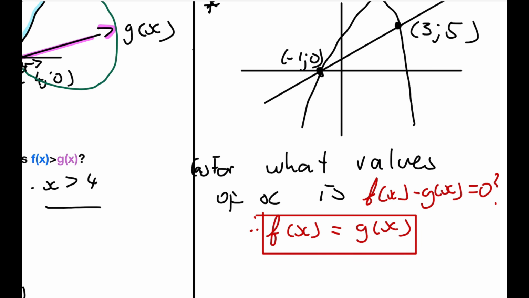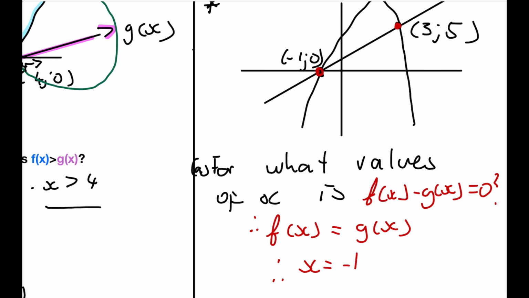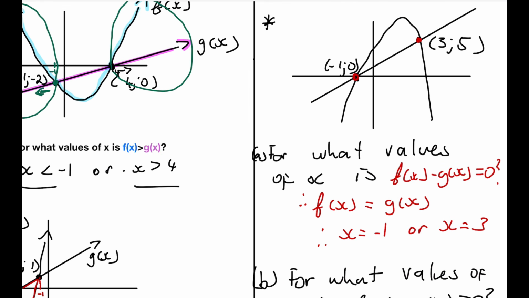Where is f of x equal to g of x? Well, we said that's where the points of intersection are. So it is actually here and here. In other words, it's when x is -1 and when x is 3 that f of x is equal to g of x. Those are the values of x for which the two graphs are equal. So our answer is x is equal to -1 or x is equal to 3. That's where f of x is equal to g of x. Those are the x values for which f of x is equal to g of x.